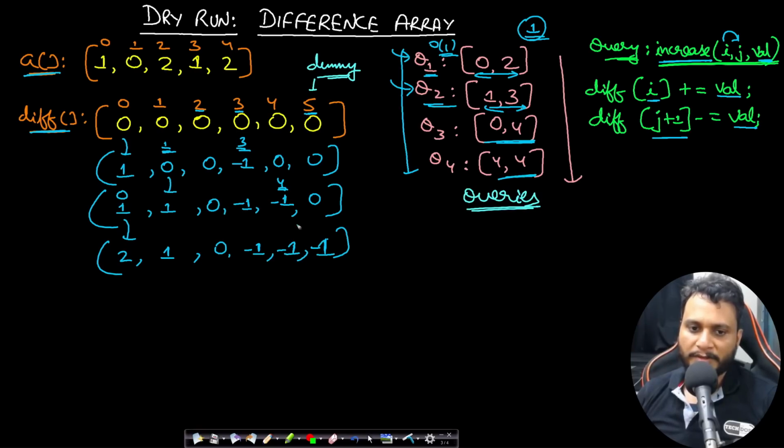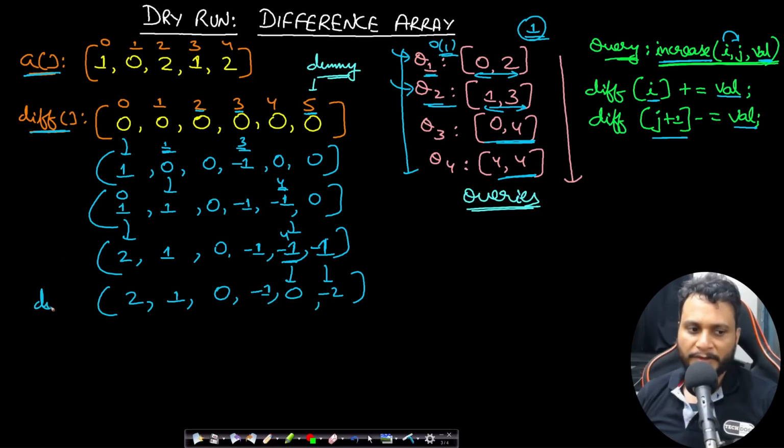Now for the last one, increment in 4 to 4. So that means increment at 4, so this becomes 0, and decrement at 4 plus 1, so this becomes minus 2. And rest all values will remain unaffected. So all the range updates were done in order of 1 time, right?